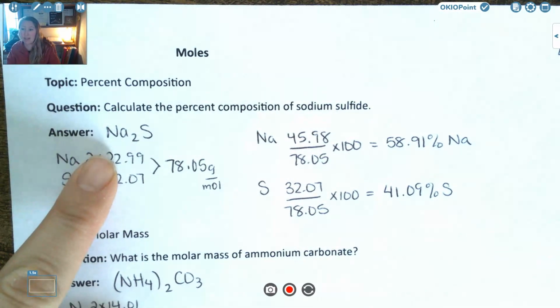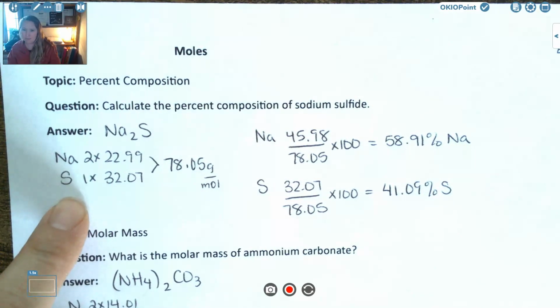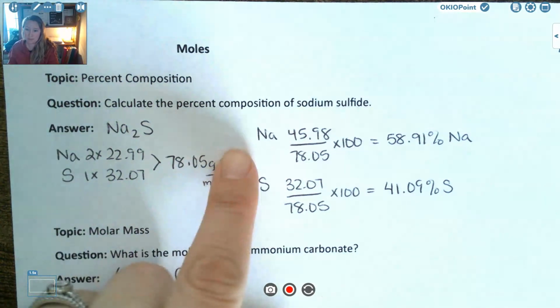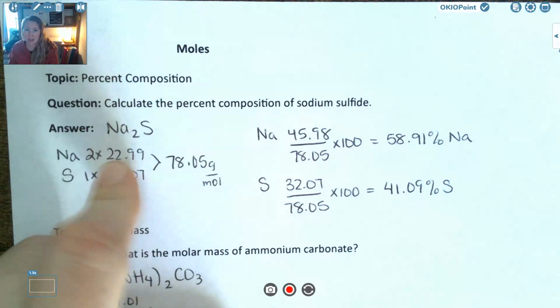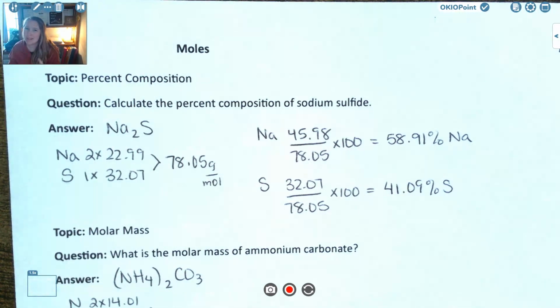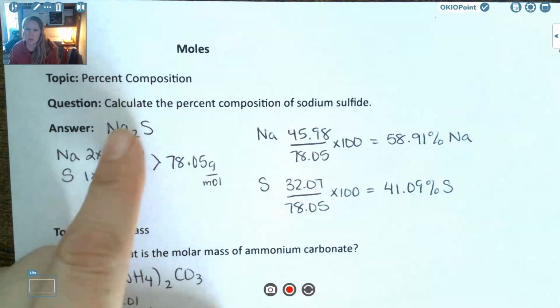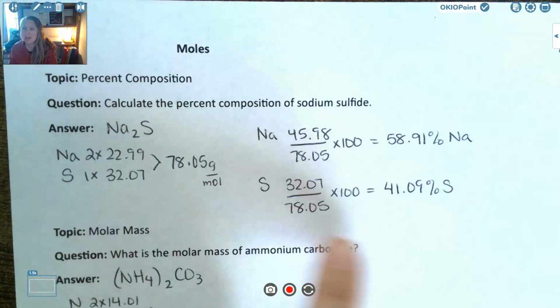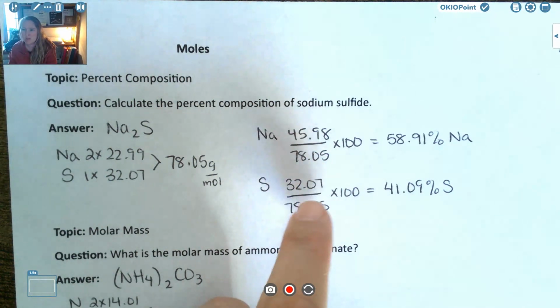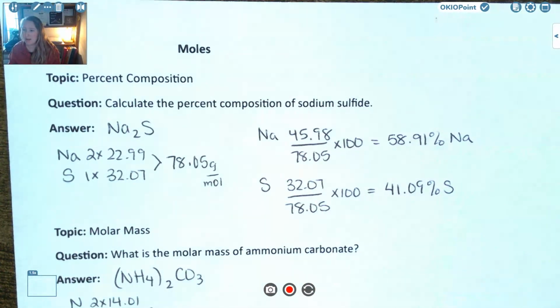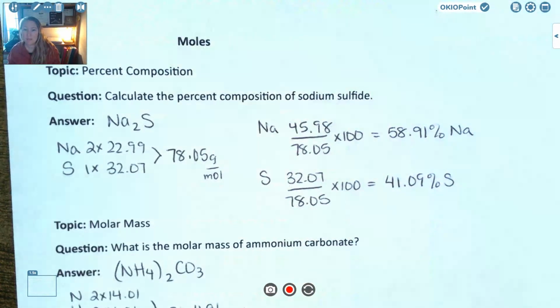So they have to figure that out first, and then I have them determine how much does this weigh as a whole. We haven't talked about molar mass yet, so this is me saying, well, how much does this whole thing weigh? Let's look to our periodic tables, and now let's split it up. What chunk is sodium? What chunk is sulfur? And then I have them calculate both of them.